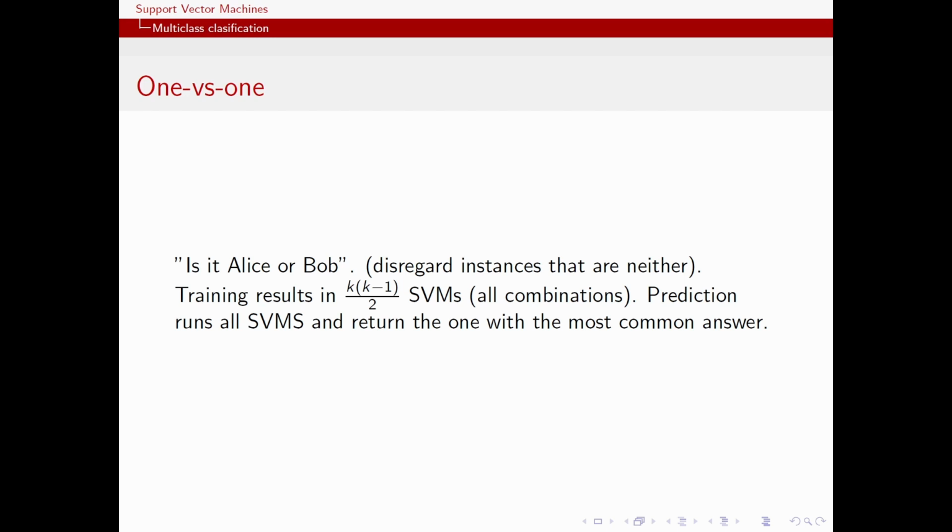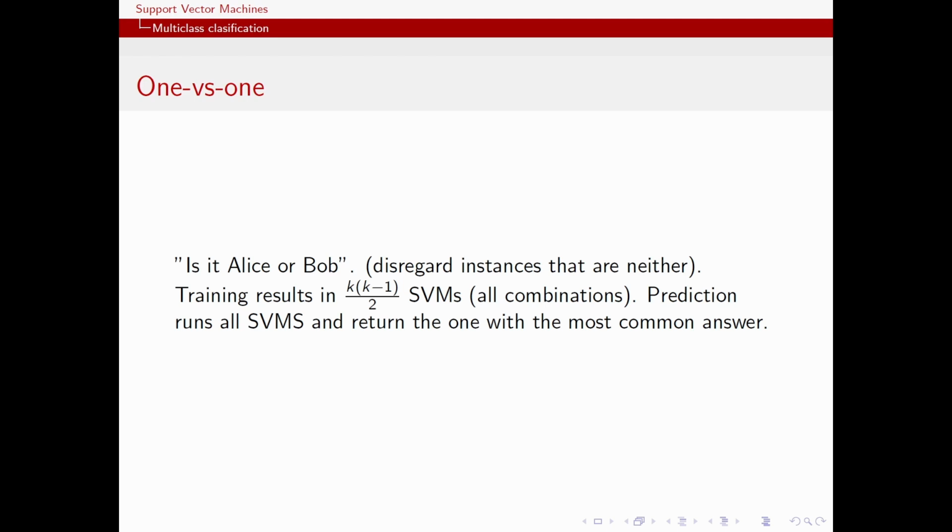This uses a majority voting system. So the prediction runs all the SVMs and returns the one with the most wins, with the most commonly answered thing. So if we take, is it Alice or Bob? It will say it's Alice. Is it Bob or Charlie? It'll say Charlie. And then we ask, is it Alice or Charlie? And it will answer Charlie. So in this case, the most commonly answered thing is Charlie, which means that we will output Charlie.